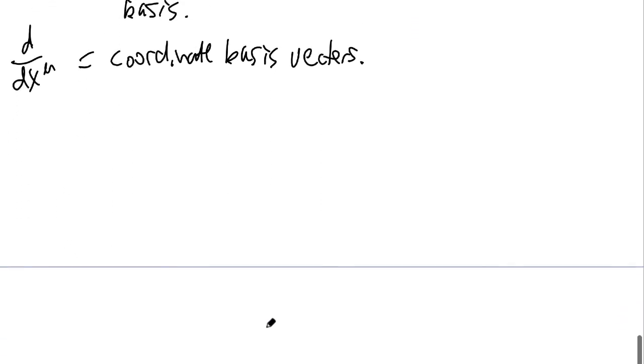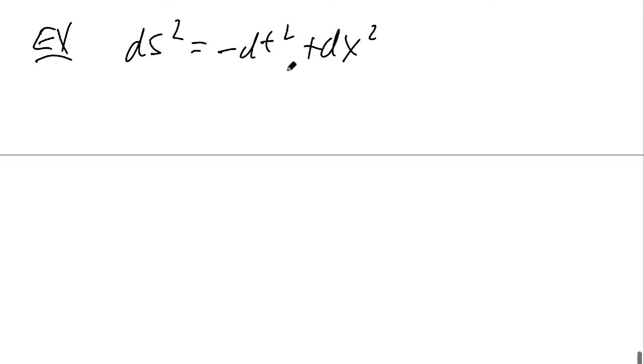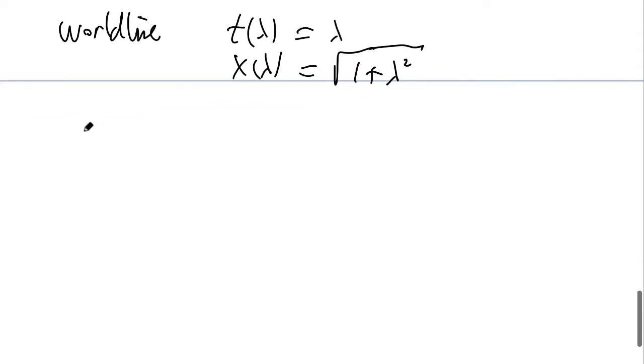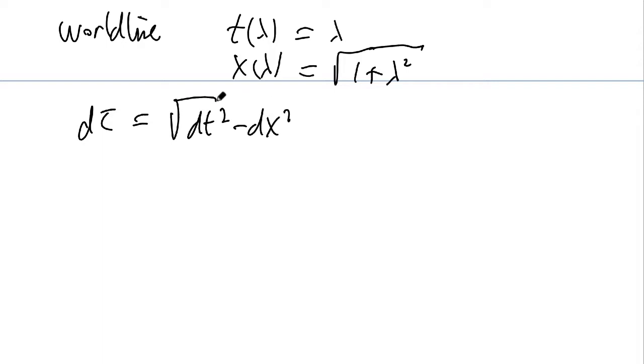Let's take a look at a specific example. Consider flat space-time in 2 dimensions, Minkowski coordinates, so the line element looks like this. And we'll take the world line to be t of lambda equals lambda, x of lambda equals the square root of 1 plus lambda squared. Now we need to parameterize this world line in terms of proper time. So proper time is square root of minus ds squared, so that would be dt squared minus dx squared.